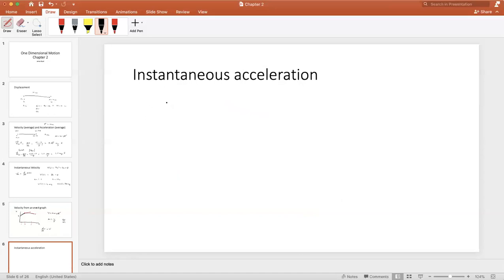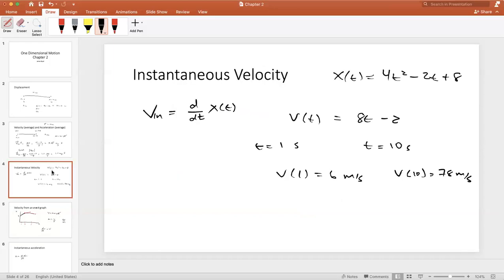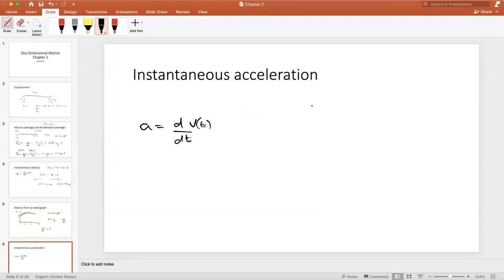The instantaneous acceleration, exactly the same, except now it's the time rate of change of the velocity function. And we found that here to be 8t minus 2. So we said that v(t) was 8t minus 2. And when we take the derivative with respect to time, nothing happens here because it's constant, we get 8. So this would equal 8 meters per second squared. It's constant in this case.